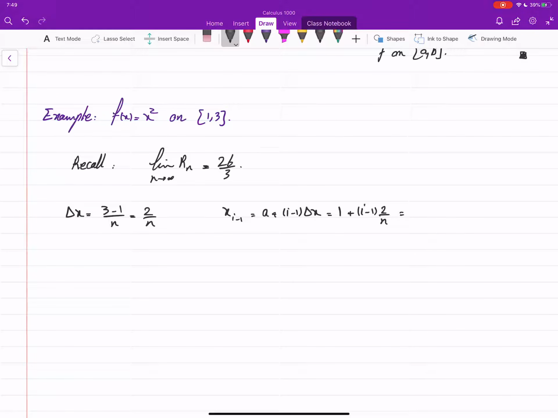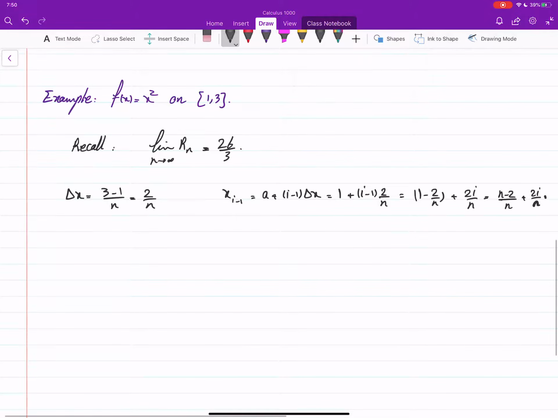So the constant part I can put together, plus 2i over n. This is, well, what? n minus 2 over n plus 2i over n. Very nice. Now, delta x times f of x_{i-1} is equal to 2 over n f of that guy, so (n minus 2 over n plus 2i over n) squared.